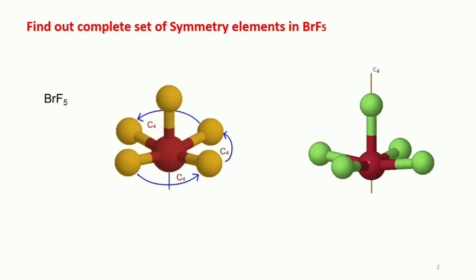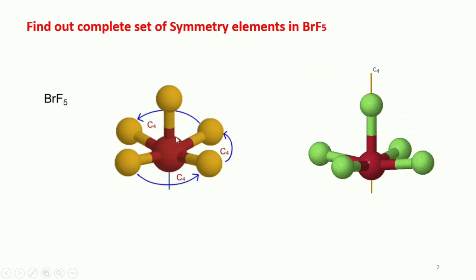So here is another example. Find out the complete set of symmetry elements in BrF5. So here is the molecule BrF5. We need to find all kinds of symmetry elements and symmetry operations, if present, in this BrF5 molecule. So first of all, we know that we should write the identity first, E.